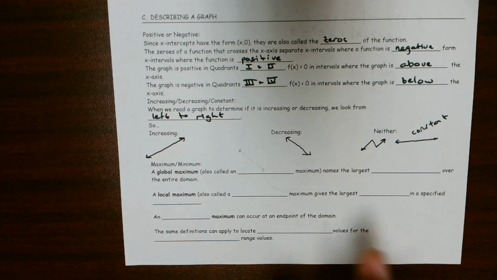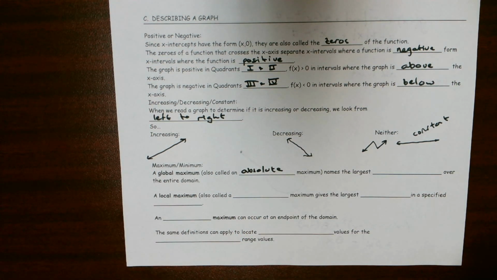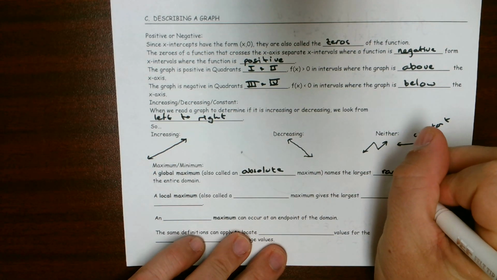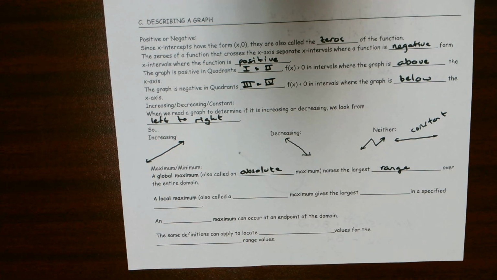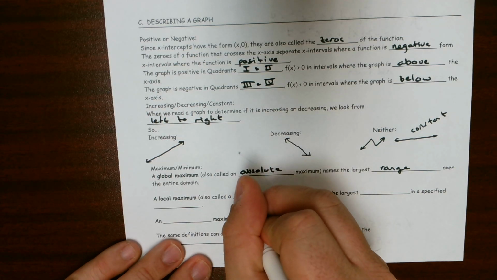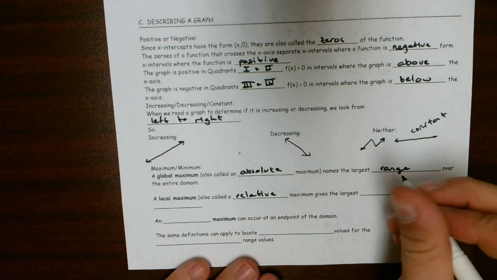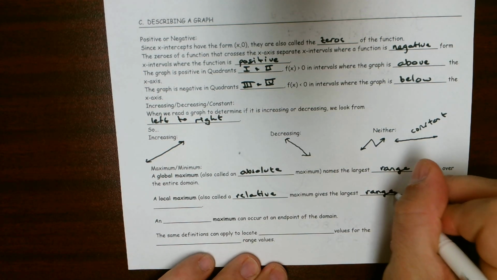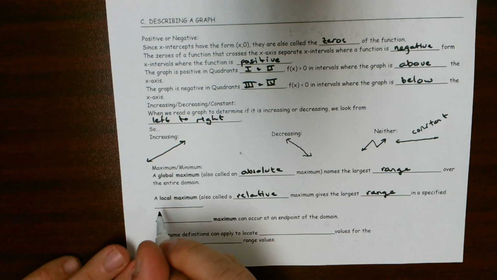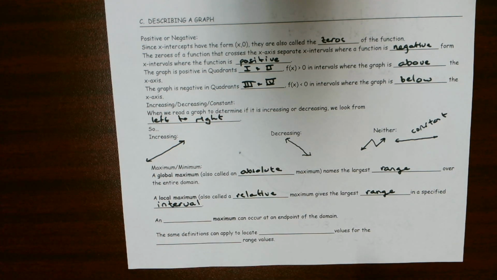Now let's talk a little bit about maxes and mins. A global max, also called an absolute max, is the largest range or y value over the entire domain, or all the x's. So what is the biggest y value on your graph? A local max is called a relative max. A relative max gives the largest range or y value in a specified interval, or in layman's terms, a window. So over a small interval, what is the biggest y that you have?